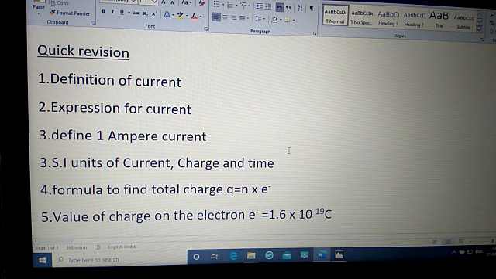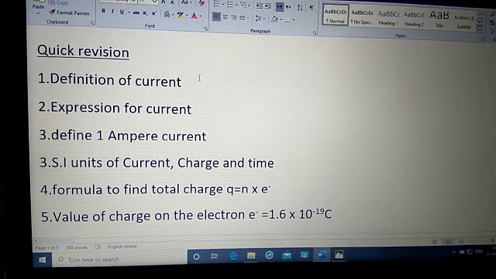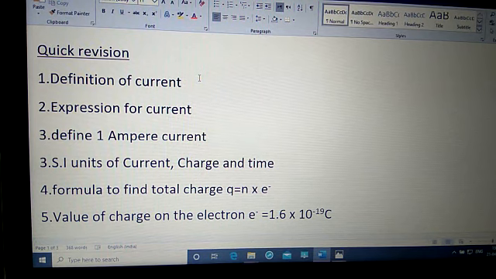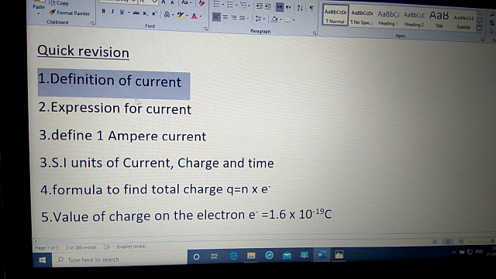Before I start today's topics, let us have a very quick revision of what we have learned in the previous class. In the first day, we learned what is electric current, the definition of electric current. Electric current is the amount of charge passing a unit cross sectional area of a conductor in unit time. There is one more very simple definition, that is the rate of flow of charge.